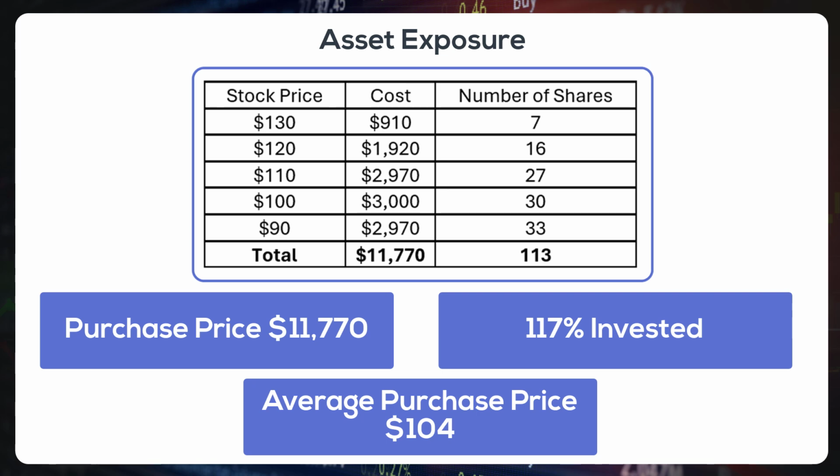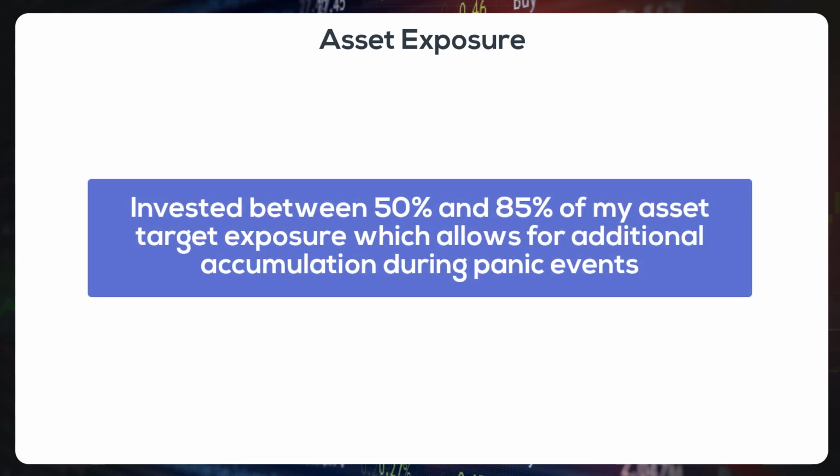By having an investment target, it gives me an indication of whether I'm overexposed during the asset purchase, and if so, by how much. I can then fall back to my research into the asset to determine if I'm comfortable with this exposure, and if so, continue to overexpose my purchase of the asset. I like to be invested between 50 and 85% of my asset target exposure, which allows for additional accumulation during panic events. Afterwards, I plan to trim down my exposure when the asset inevitably recovers.